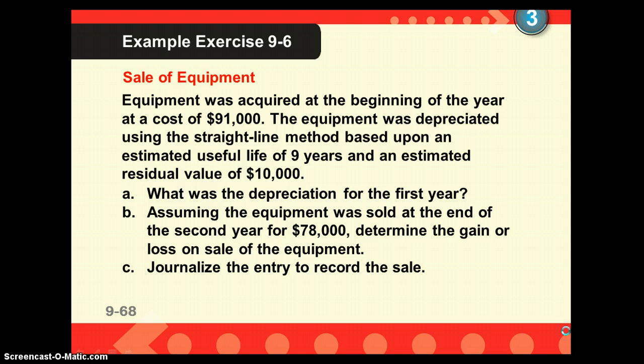So here's another practice problem. We have equipment acquired at the beginning of the year at a cost of $91,000. Straight line method depreciation, useful life of 9 years, and a residual value of $10,000. Pause and see if you can calculate A, B, and C. Depreciation for the first year is based on the straight line method. We have an assumption of a sale, and you have to decide whether there's a gain or loss, and you're going to journalize that. Pause and attempt this problem.